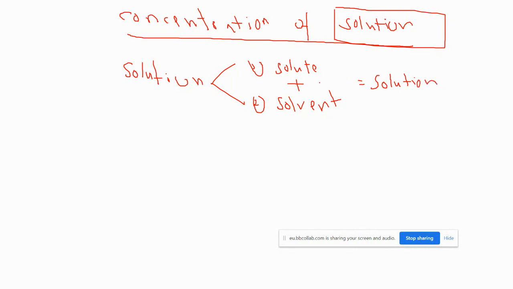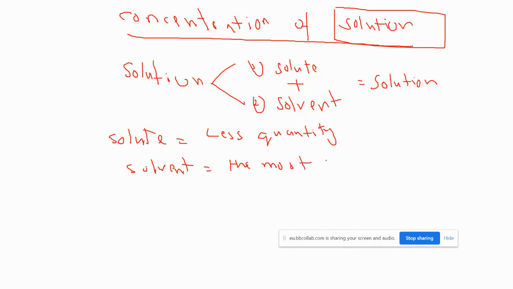Which part is usually called solute? The solute is the part which is dissolved in the solution. It's the lesser quantity, or less amount. And what about the solvent? The solvent is the part with the most quantity. This is the definition of solvent and solute. So we can give a lot of examples.